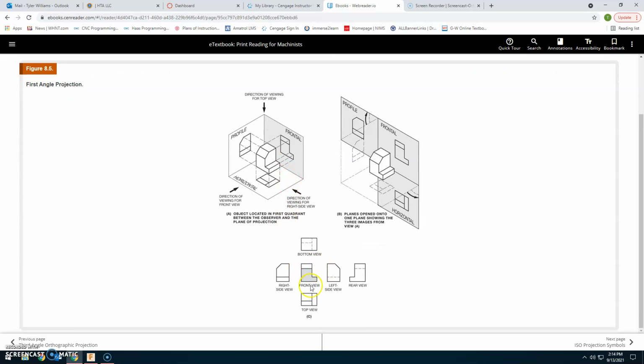So same thing, except it's kind of like the opposite. If you're looking at the front view, the right side view is going to be on the left, and the left side view is going to be on the right. And then of course the bottom and top are swapped, but the rear is going to be the same. Because it's like you're looking through the part on this one, whereas with the other one it was like you were looking at the part.